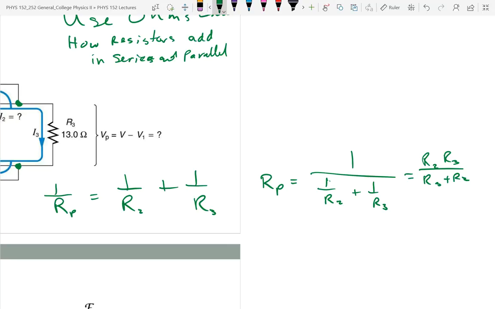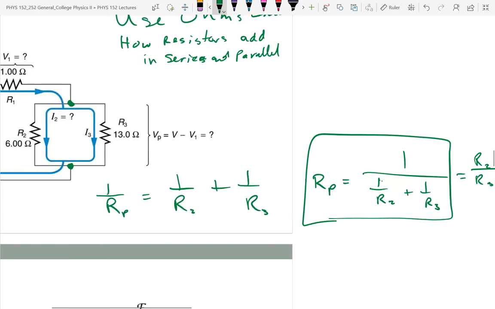If you have three, you're going to have R2 R3 plus R1 R3 plus R1 R2, all divided by R1 plus R2 plus R3. And it gets more and more complicated as you add them. Because this here is always the correct form, and then it's doing the inversion that makes life hard.